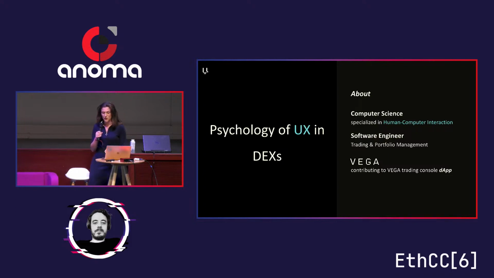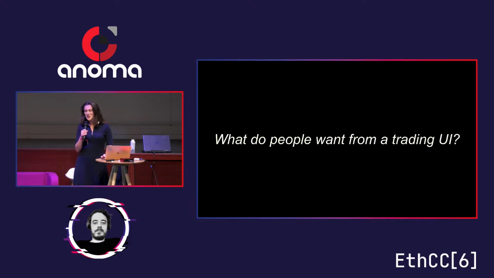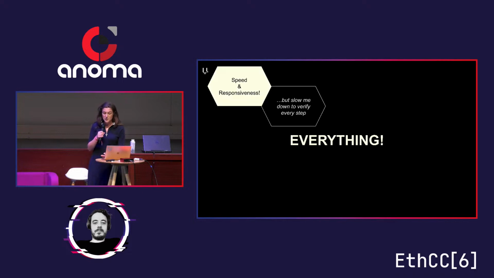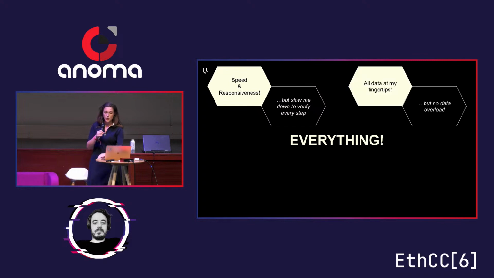Okay, so I would like to start this presentation with a question that, in my experience, has driven everything that I have worked on so far, which is, what do people want from a trading UI? Based on the experience of implementing user feedback, the answer would be everything. Yes, a person trading just wants a UI that is intuitive, user-friendly, and efficient. Well, they want speed and responsiveness to make quick decisions, to take advantage of market opportunities, but it also needs to slow them down to safely complete all the confirmation steps.